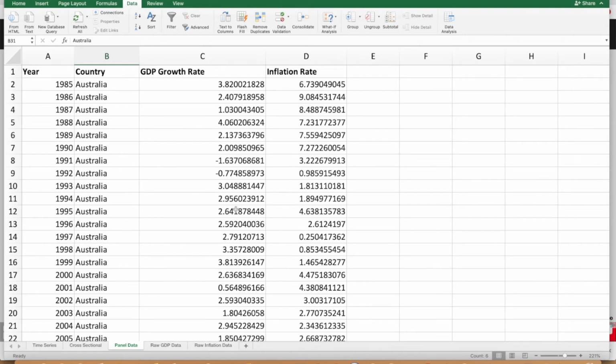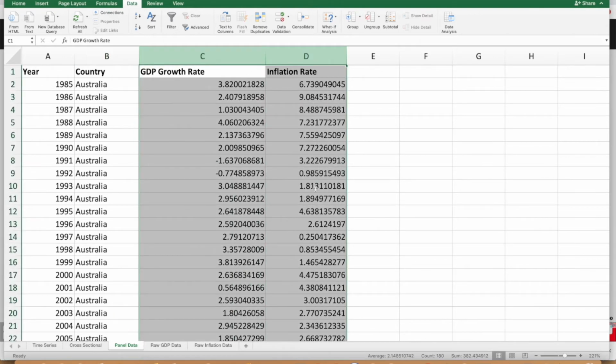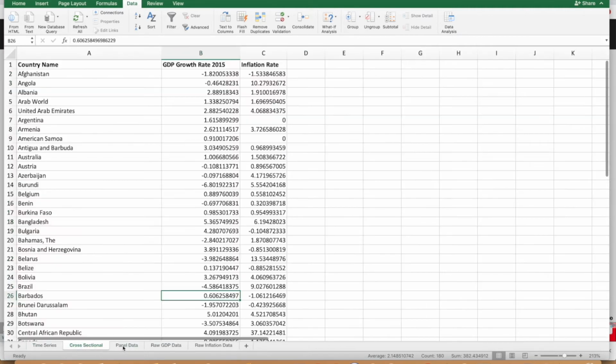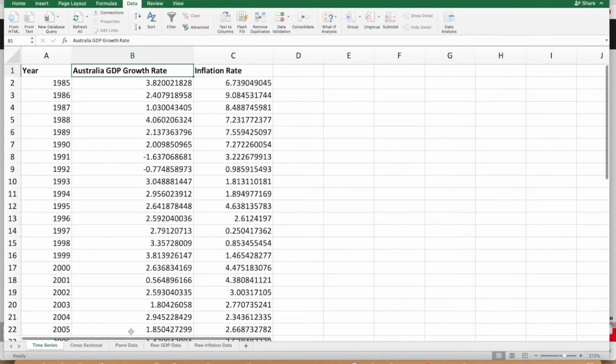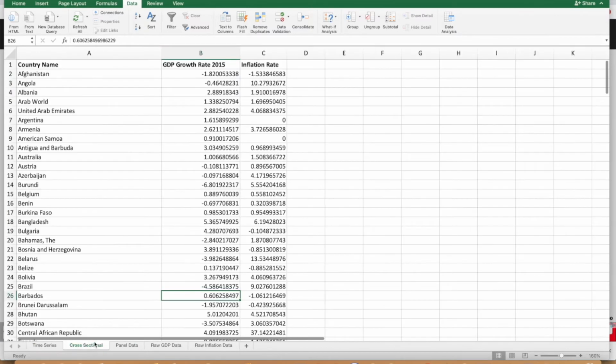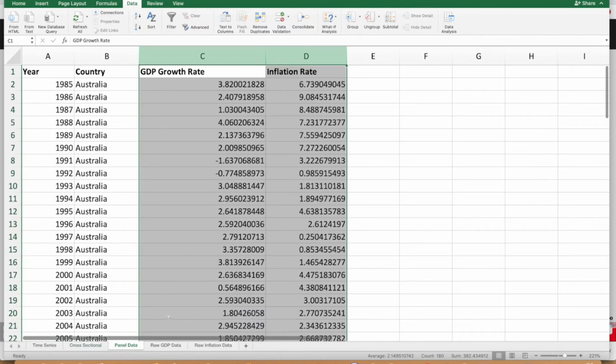And variation in our two variables is good because we want to see how those things are changing together or separately to estimate whether one affects the other one or not. So variation in our underlying data is good. And so you're going to have one of those three types of data sets: time series, cross-sectional, or panel data.